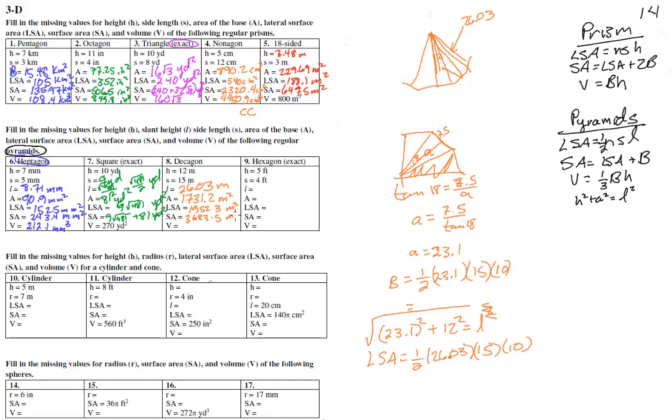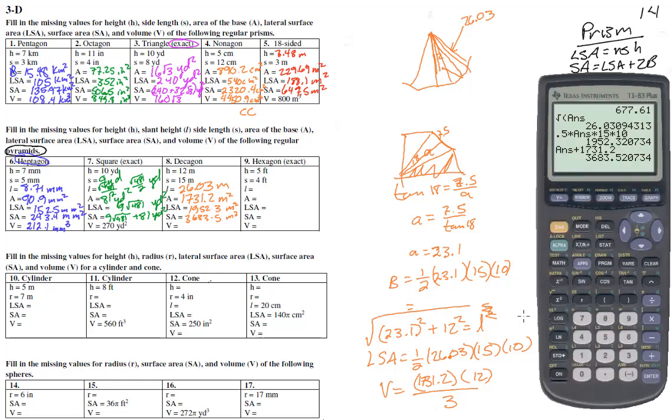3683.5 meters squared. Good. And now the volume, the last one, is the area of the base, which is 1731.2, times the height, which is 12, all divided by 3. And let's punch that in. So we have 1731.2 times 12, and then we divide by 3. And that gives us 6924.8.